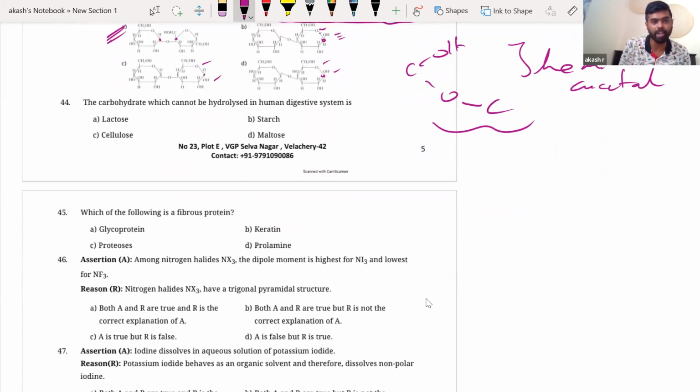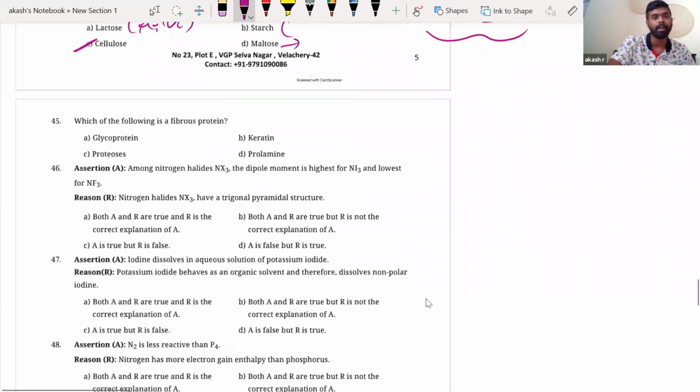The carbohydrate which cannot be hydrolyzed in the human digestive system. We spoke about this before, right? We will not be able to eat grass or plants directly because we cannot digest cellulose. That is the answer. All the other things are fine. This is milk. Yeah, I know we eat milk. This is your normal food. Maltose is also sometimes present in milk. Okay, that is also a sugar anyways, right?